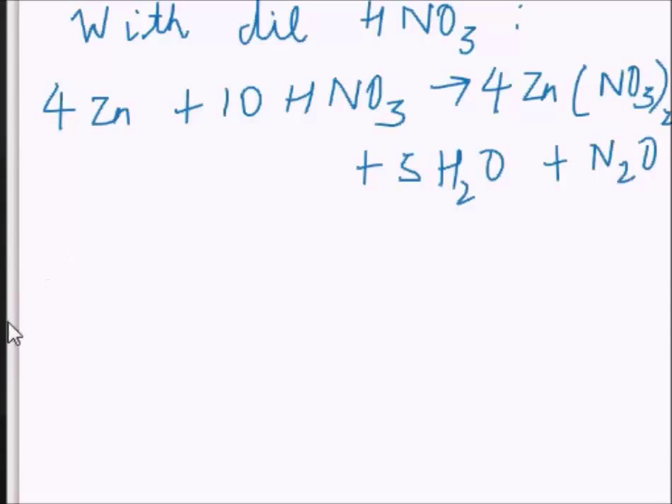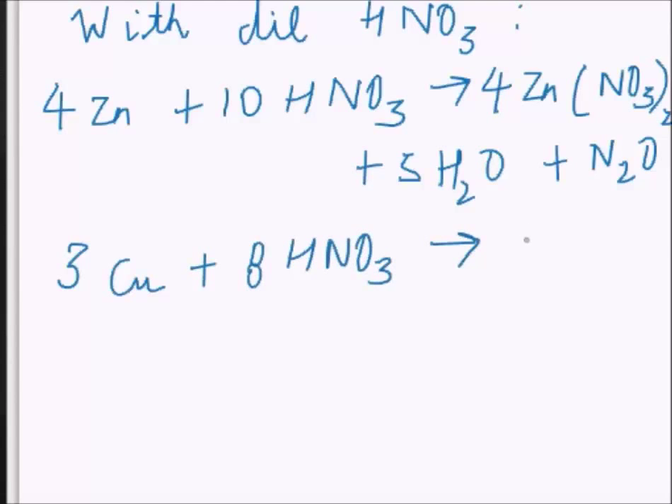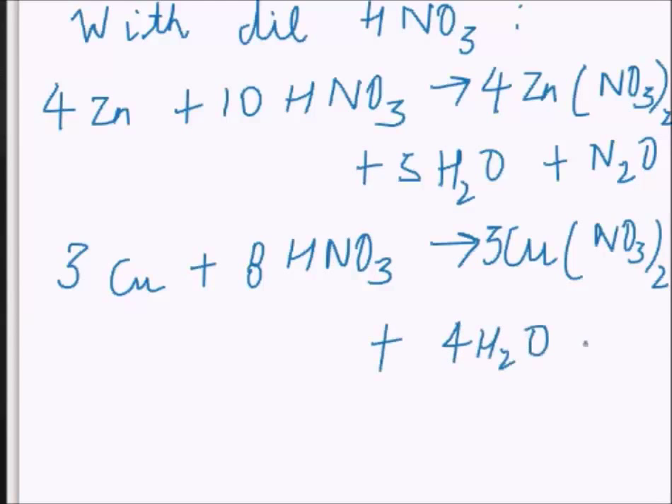Similarly, for copper, 3Cu, when it reacts with nitric acid, copper nitrate, 3Cu(NO3)2, along with 4H2O and 2NO will be formed.